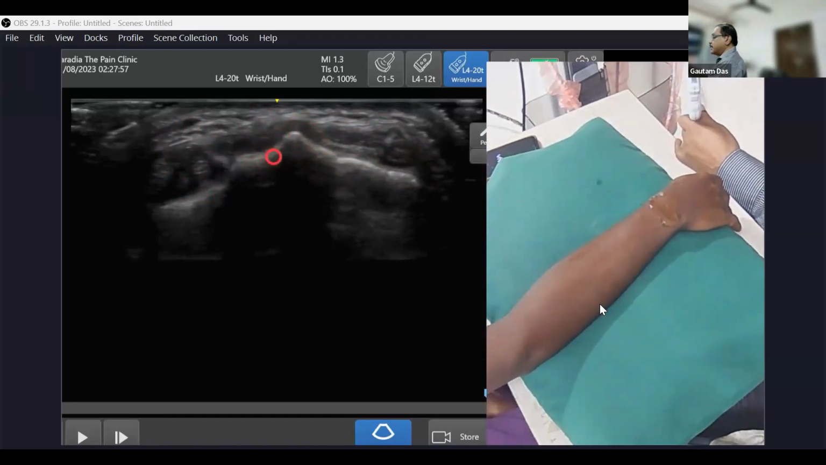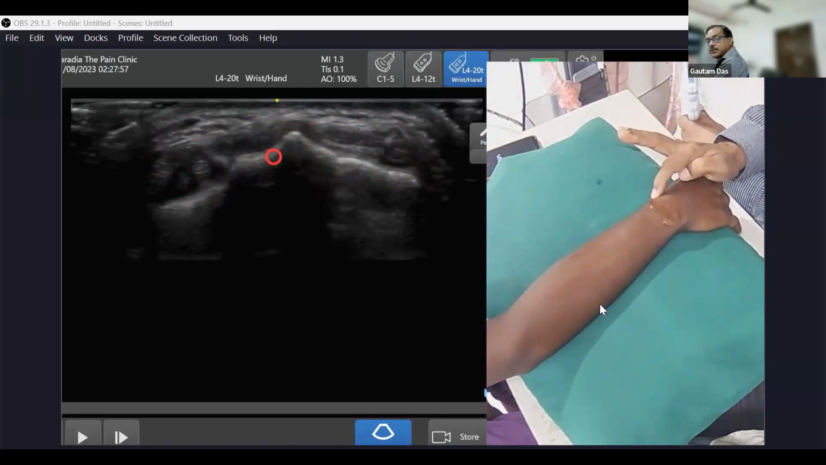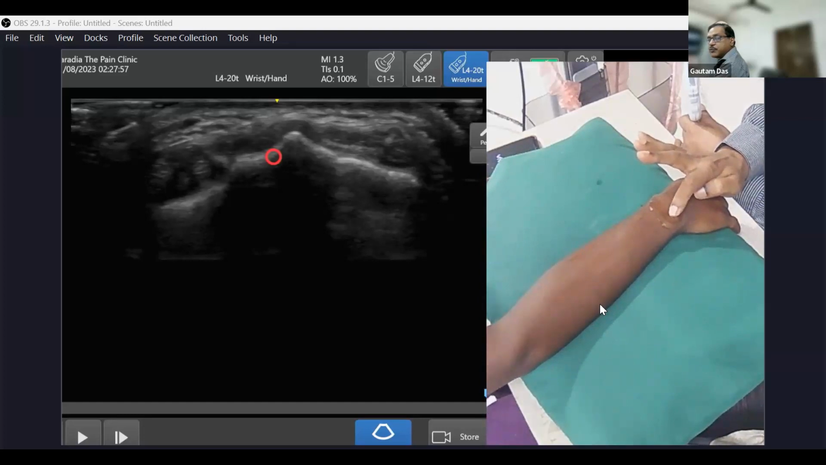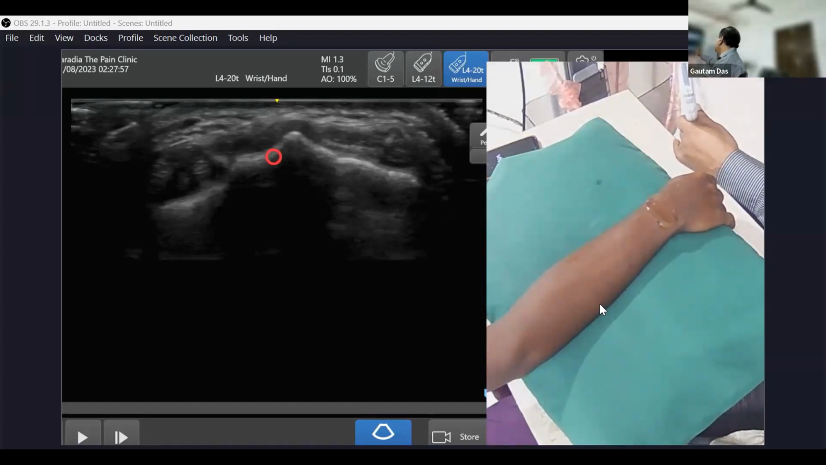Always try to palpate that. I am palpating here. That is Lister's tubercle, the most superficial bony prominence. Hold the probe there, and then going this side will be your radial side, the second compartment and first compartment. And if we go to the ulnar side, we'll get the third, fourth, fifth, sixth compartments. So that is where we should start.